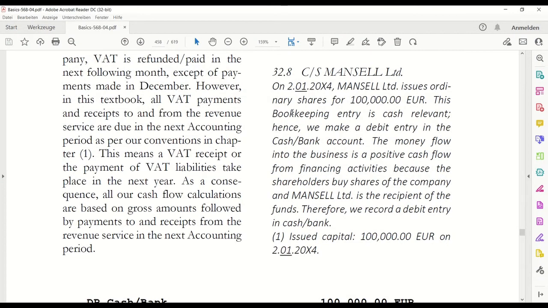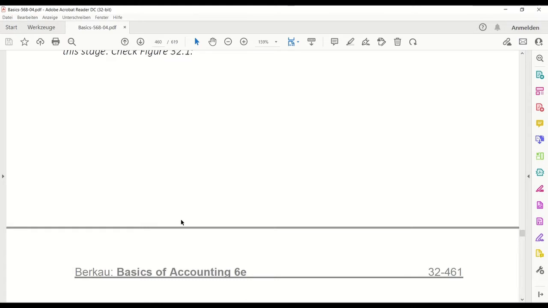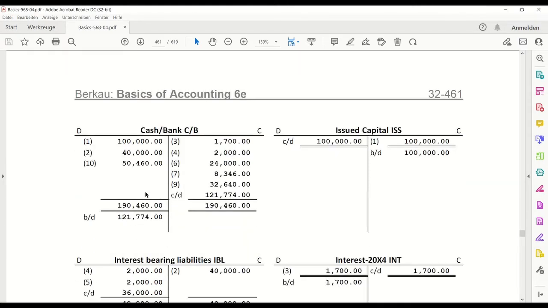The case is taken from chapter 32 of my textbook, and we do not go through all the bookkeeping entries. We only focus on the cash bank account and we derive the cash flow statement therefrom. We do not want to discuss each and every bookkeeping entry, but we want to understand the entries in the cash bank account. Please check the story of this case study in the textbook. We now only focus on the cash bank account.